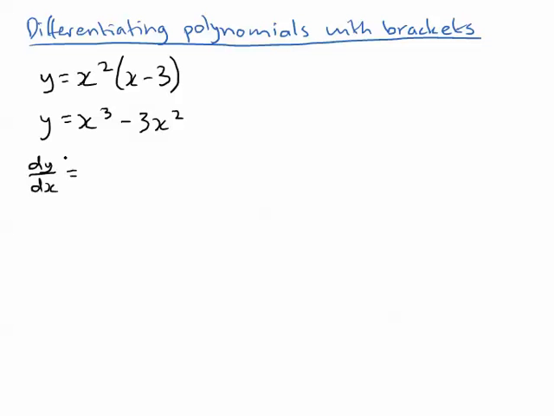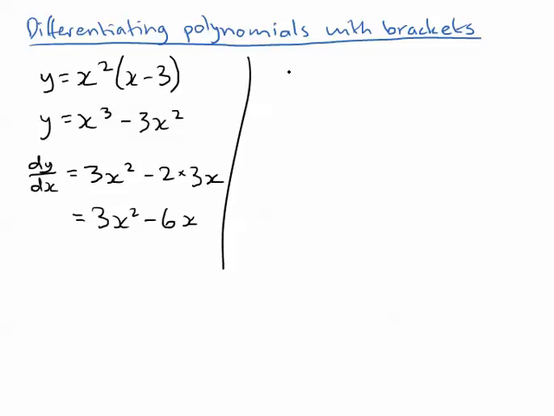And if we differentiate, we're going to get dy by dx. And when we differentiate x cubed, we get 3x squared. And then the 3x squared becomes minus 2 times 3x to the power of 1. So if we write this out again, we've got 2 times 3 is just 6. So we've got minus 6x. And this is the derivative of what we started with.